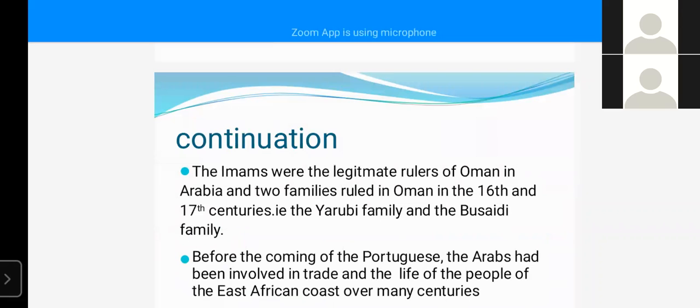So imams, these were legitimate leaders of Oman in Arabia, and for us to be able to know who these people were, we talk about the two families that were in leadership in Oman around the 16th and the 17th century. And these included the Yarubi and the Busaidi families. So before the Portuguese, the Arabs had been involved in the trade. I hope you remember the Indian Ocean trade or the coastal trade. And so the life of the people along the East African coast had changed completely over many centuries.